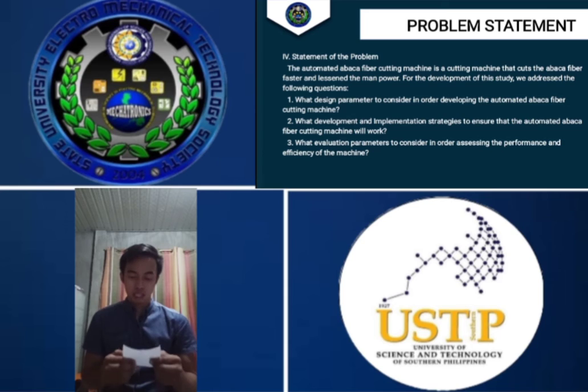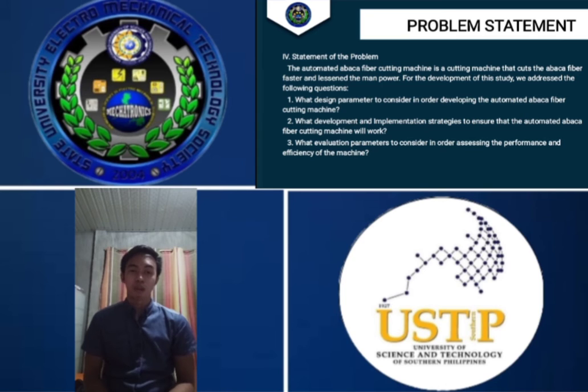The first question is, what design parameters to consider in order to develop the automated Abaca fiber cutting machine? So what aspects should be taken, or what factors to be considered in designing an automated Abaca fiber cutting machine? The second question is, what development and implementation strategies to ensure that the automated Abaca fiber cutting machine will work? The point is, what tactics or methods should be used to ensure that the automated Abaca fiber cutting machine will work or function properly.